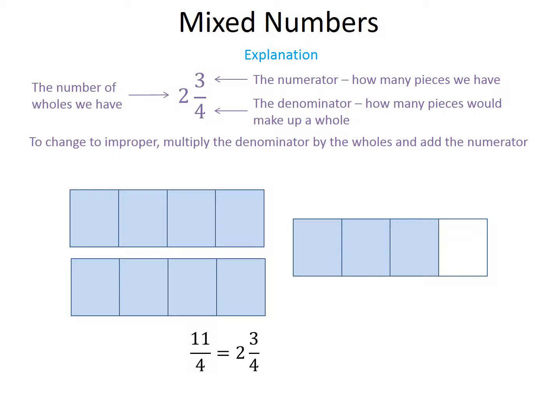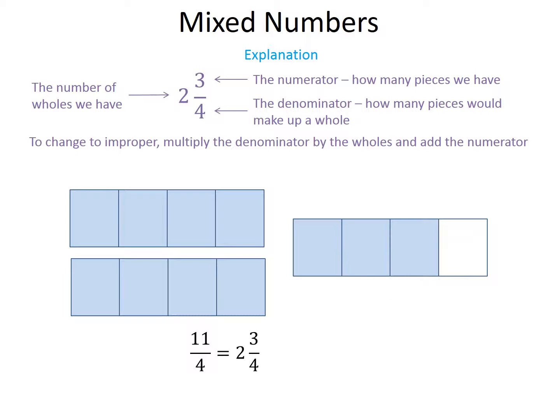What's the way? And it's easy enough. What you do is we've got 11 pieces all together, and 4 of them make up a whole. So to work out how many wholes we've got, we just divide 4 into 11. So how many times does 4 go into 11? And it's 2. That means there's going to be 2 wholes. And there's also going to be some pieces left over, which is these ones here.